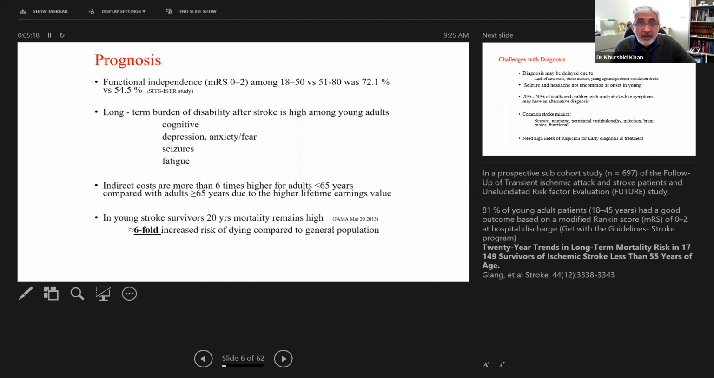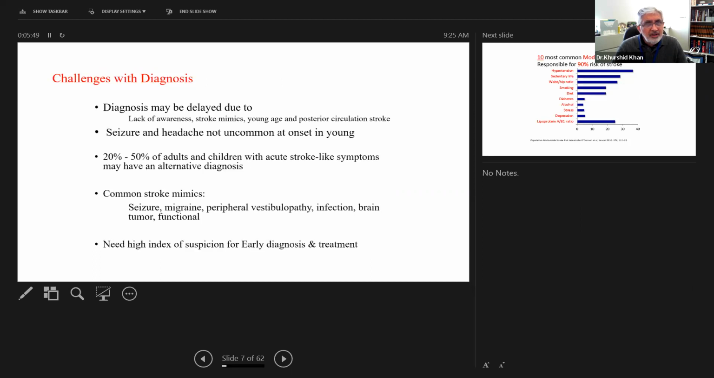Now, the mortality still remains high, even in the young stroke survivors, even if they have survived well and are physically and functionally independent. And this is felt to be due to underlying cardiovascular risk factors that they may have, or undetermined factors. As we know, 30 to 40% of the time, the risk or the etiology may not be known in these individuals. So there are challenges with diagnosis in the young individuals, and that may often lead to delay in the diagnosis. And it could be due to lack of awareness on the part of the family or the patient himself or herself. Stroke mimics are also common there.